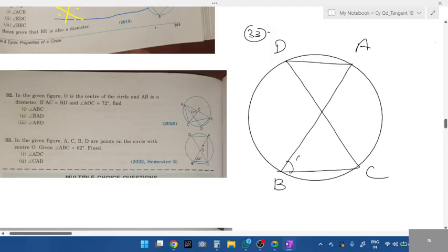B is 62 degrees. O is the center here. O is given as the center. In the given figure, A, B, C, D are points on the circle with center O. Find angle ADC.